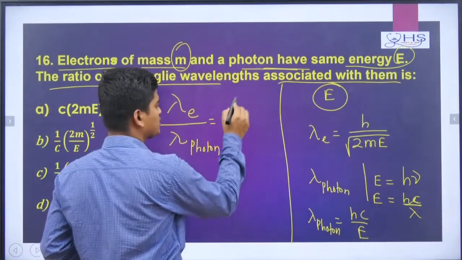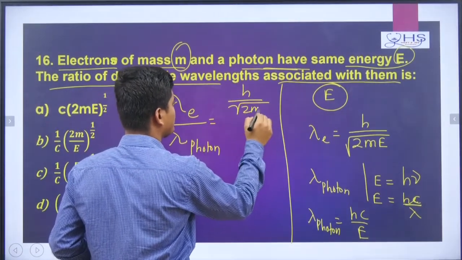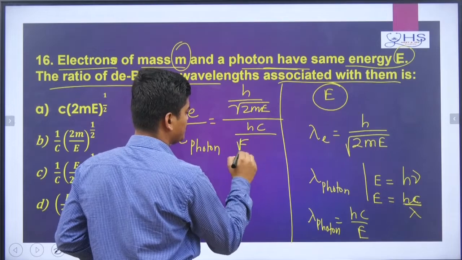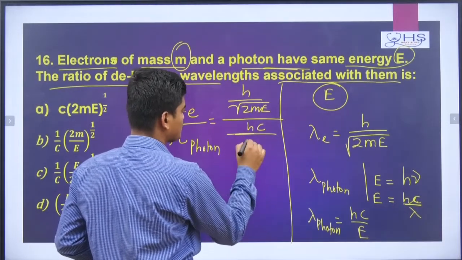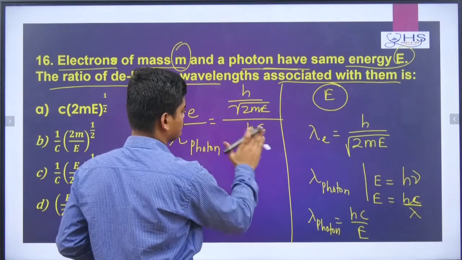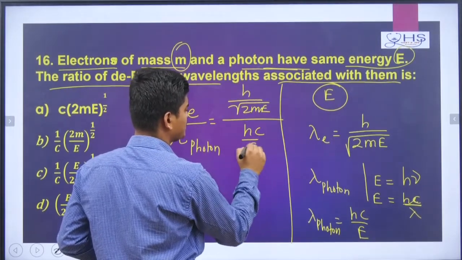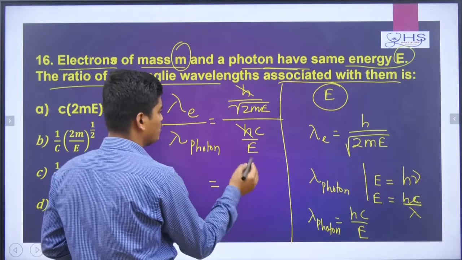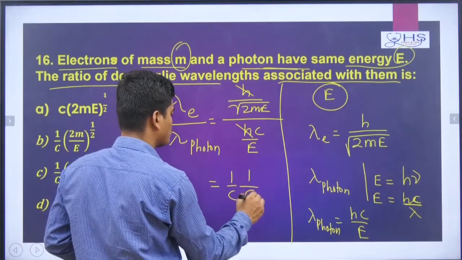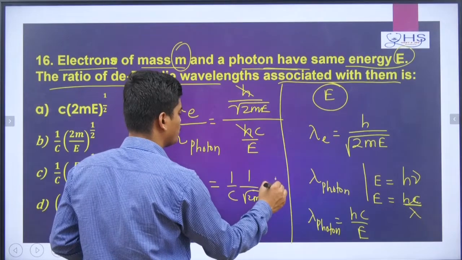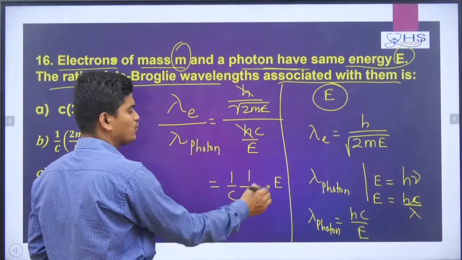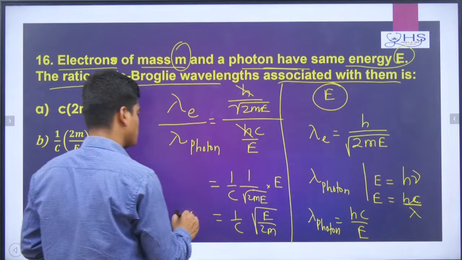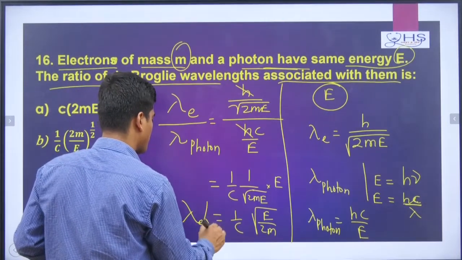So, that means here I can consider h by root under 2mE, the wavelength for electron, divided by hc by E, this is your wavelength of photon. Now, definitely h and h will get cancelled. So, I can write this one as E will go up. So, 1 by c, 1 by root under 2mE into E. Now, if you cancel this root E with E, I will get 1 by c root under E by 2m. So, this is lambda of electron by lambda of photon.